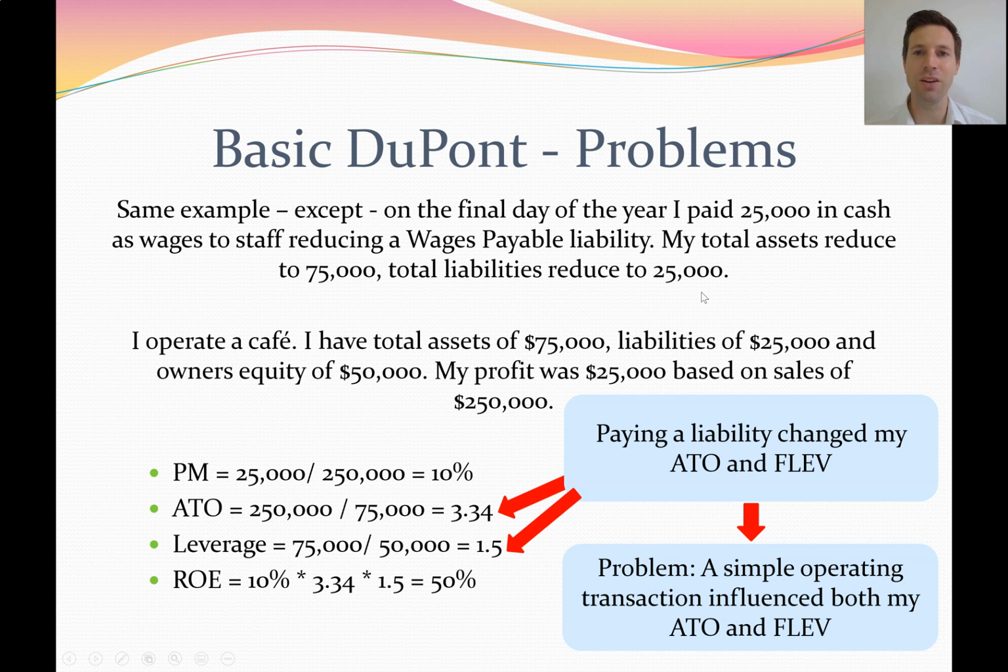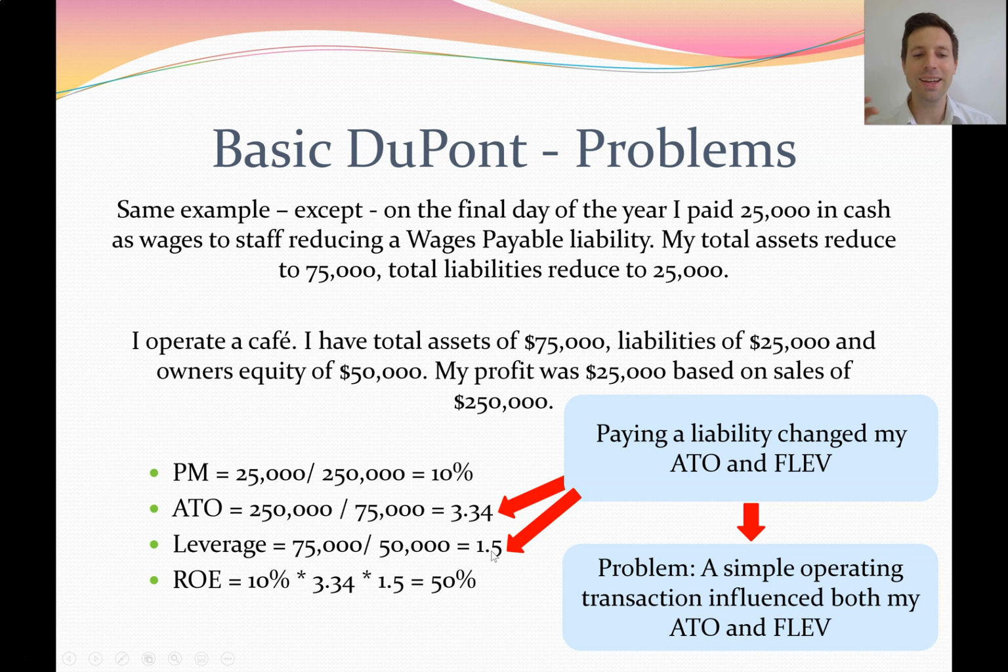How does this affect our Dupont analysis? Well, it changes the asset turnover ratio because the assets of the business reduced. So paying a liability changed the asset turnover, and it also changed the leverage. So a simple operating transaction, that is paying staff their salary, changed my leverage and it made it look like my financing decisions had changed in the business. So this is actually an example of an operating decision changing my financing ratios here.